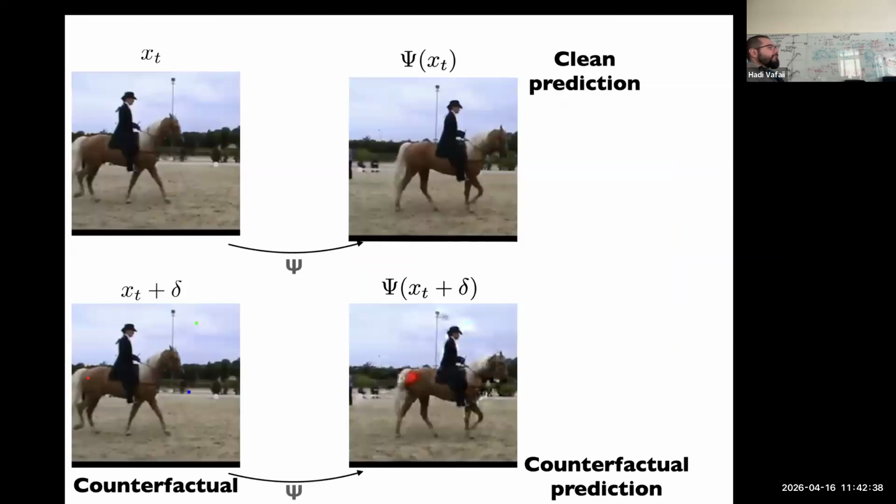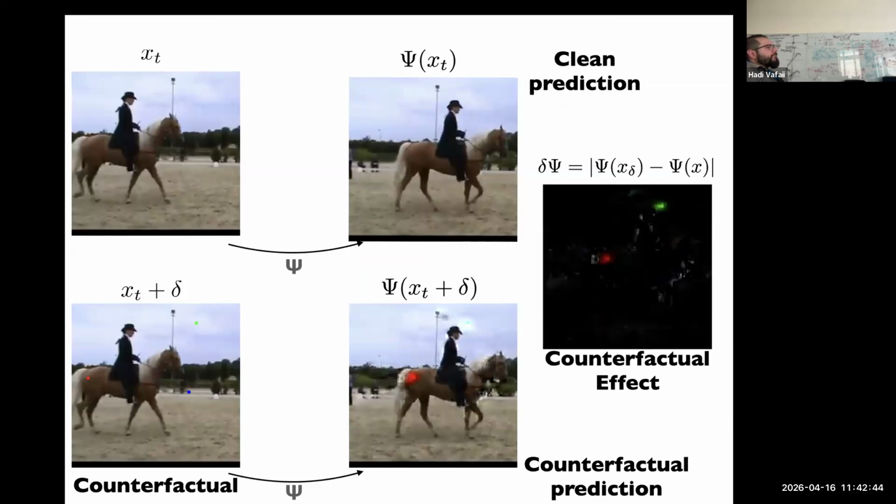And now we have two things: the clean prediction, psi of xt, and psi of xt plus delta, the counterfactual prediction. Let's look at the difference. This is the counterfactual effect. It's basically a blank image with two little blobs, a green blob and a red blob.